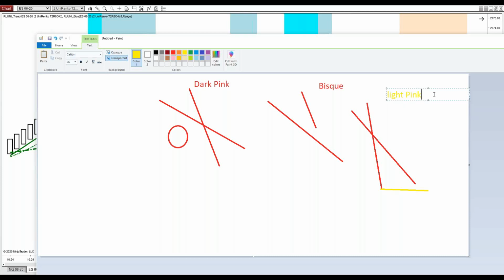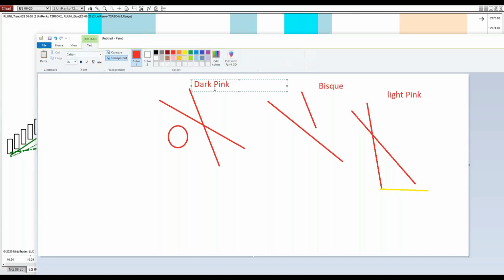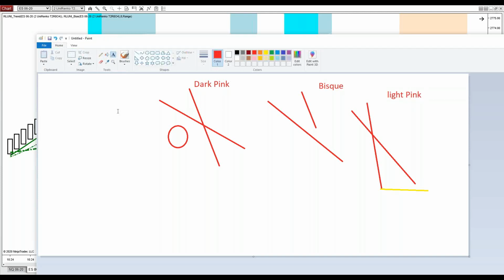And I'm just going to make this dark. So we have our three colors defined. Best time to trade, increased risk, much more risk. No background color.